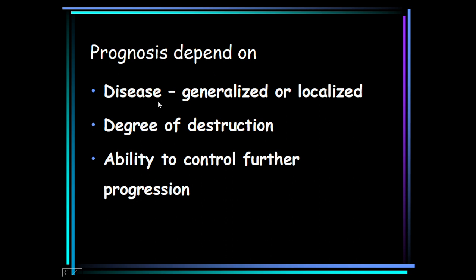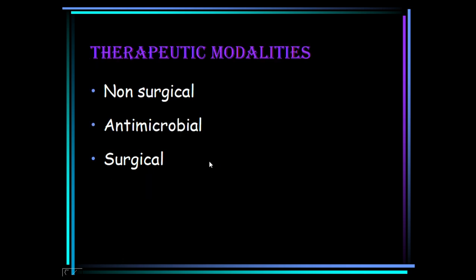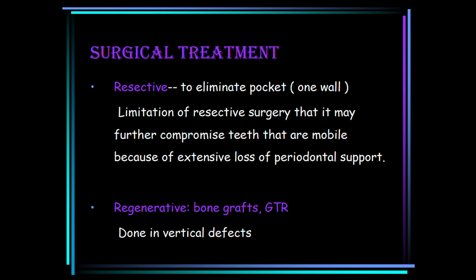Prognosis depends upon the type of disease, whether the disease is generalized or localized, degree of destruction, and ability to control the progression. Treatment: improve oral hygiene, scaling and root planing, antibiotic therapy and periodontal surgery. Non-surgical, surgical and antimicrobial. Non-surgical: patient education, scaling and root planing, oral hygiene improvement, regular recall, maintenance. Unfortunately, the response of the disease to conventional therapy alone has been limited and unpredictable. In surgical, resective and regenerative therapy can be done.